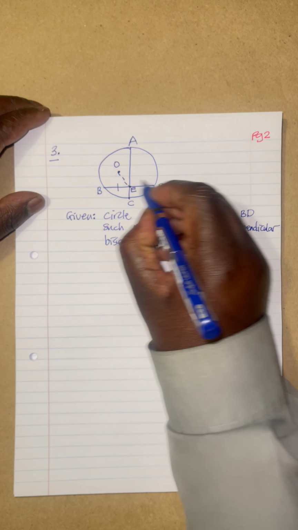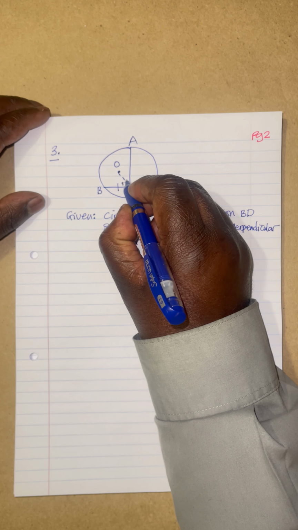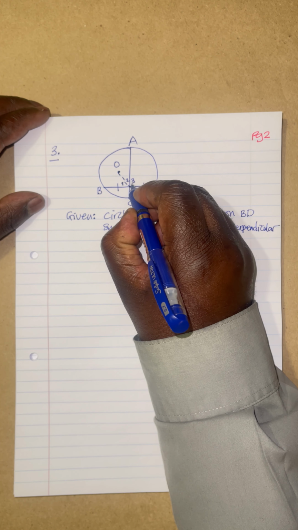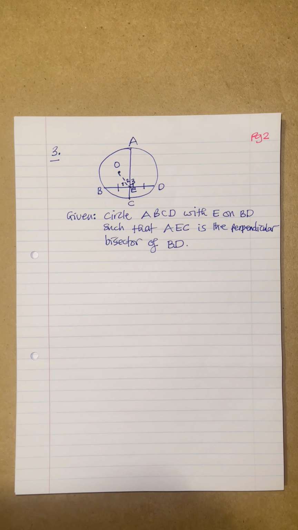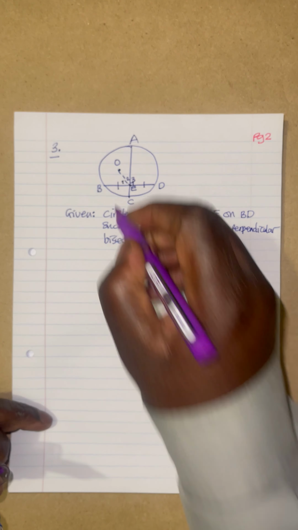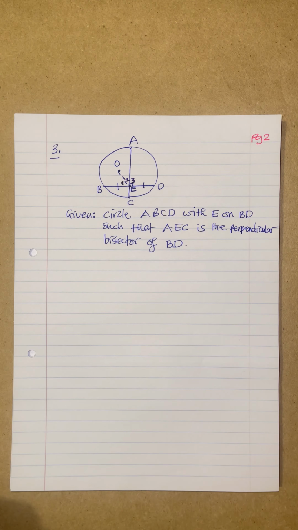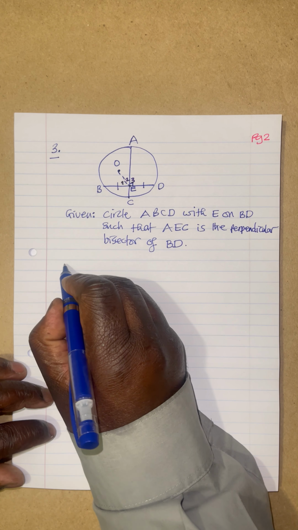So basically we're saying that part equals that part. Let's number these angles 1, 2, 3. Obviously that angle is 90 because we are told that AEC is a perpendicular bisector. Right, so what do we do then? Well, we go straight to what we're required to prove.